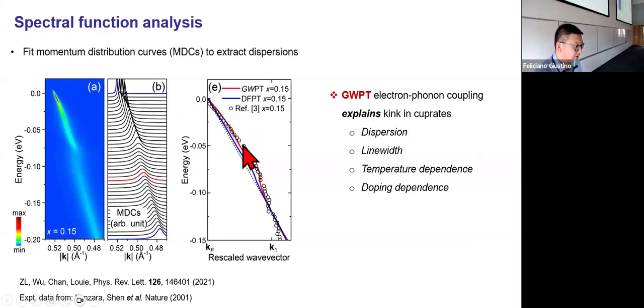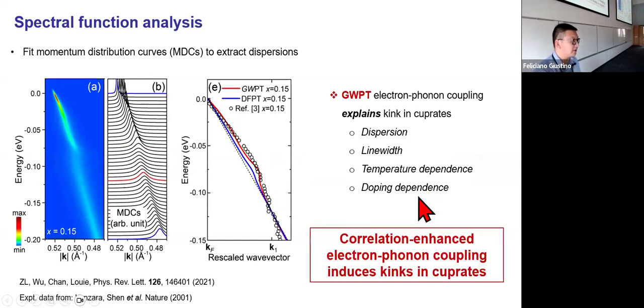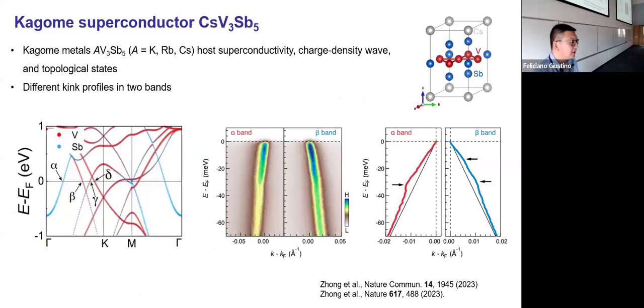So this is a dispersion. The circles are extracted from experiments, and the red line is the GWPT and the blue line is the DFPT value. And we see good agreement, not only in the kink, but also in the line width, its temperature dependence, doping dependence, and so on. So this again highlights that for this type of calculation, we do need a method like GWPT to be able to capture the full effect. And the kink is actually not only in cuprates, it's in many other materials.